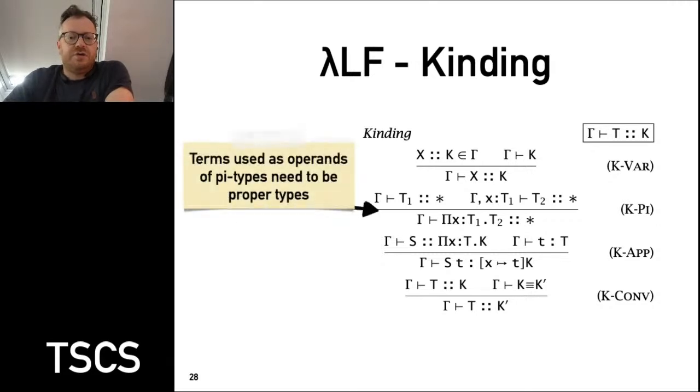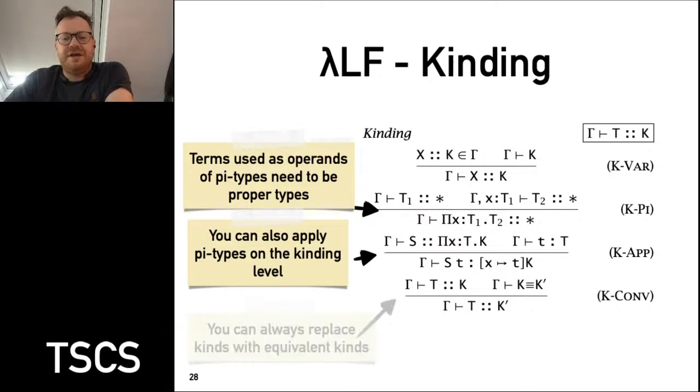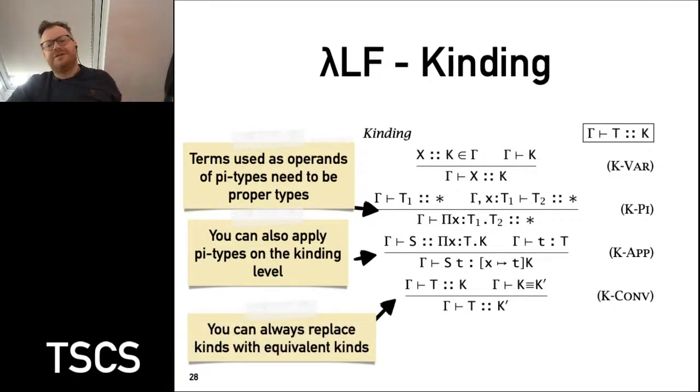So terms used as operands of pi types need to be proper types. This is what this rule forces. And you can also apply pi types on the kinding level. Keep that in mind. And you can always replace kinds with equivalent kinds. Because you now have operators, applications running for kinds, we also need equivalents for that as well.